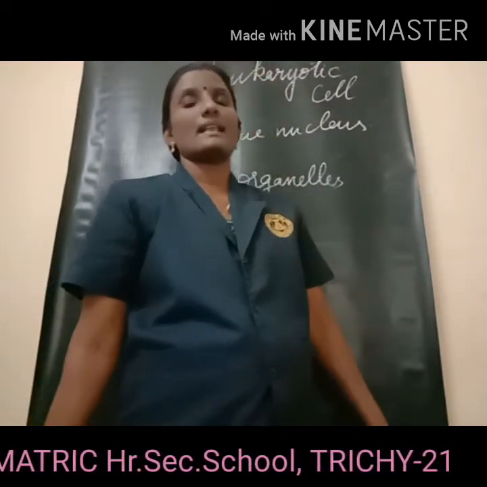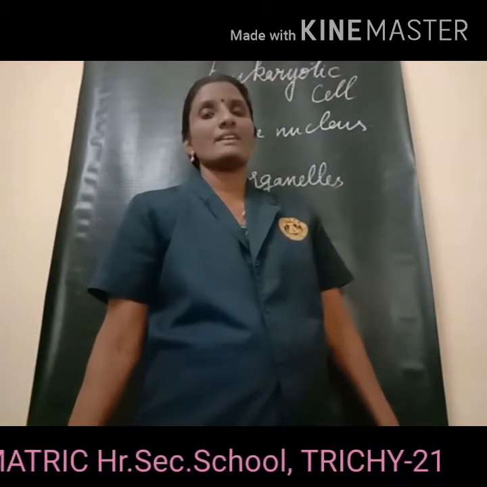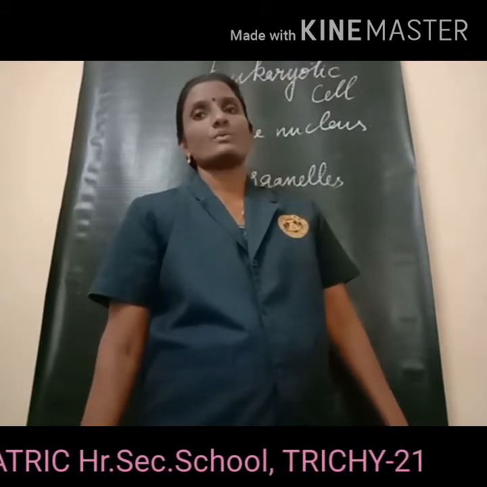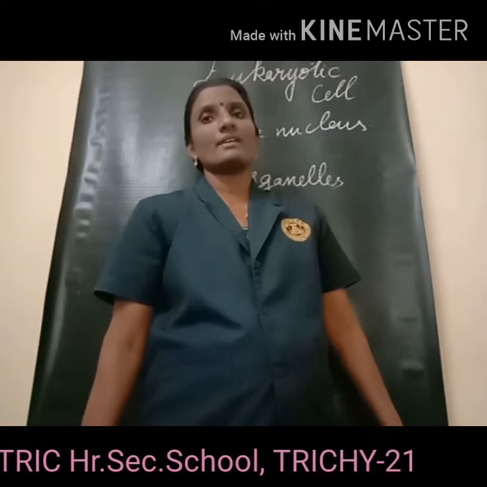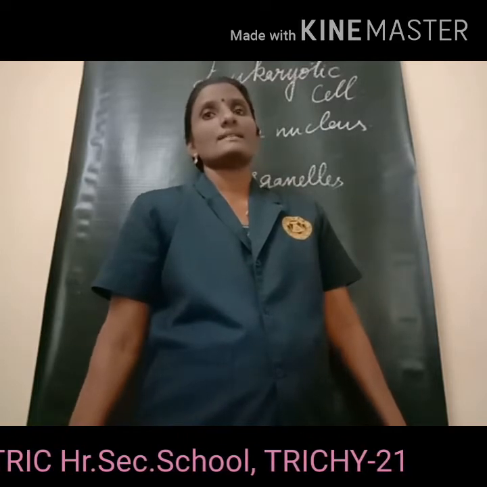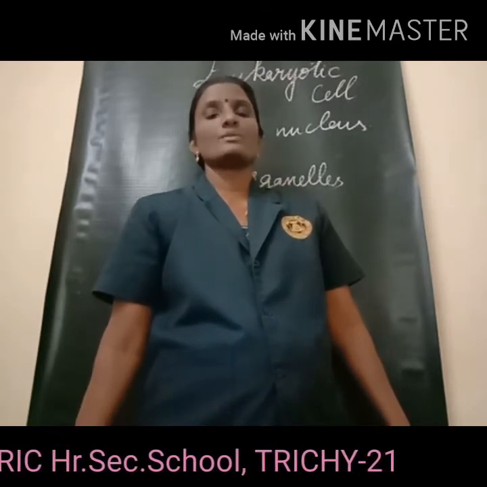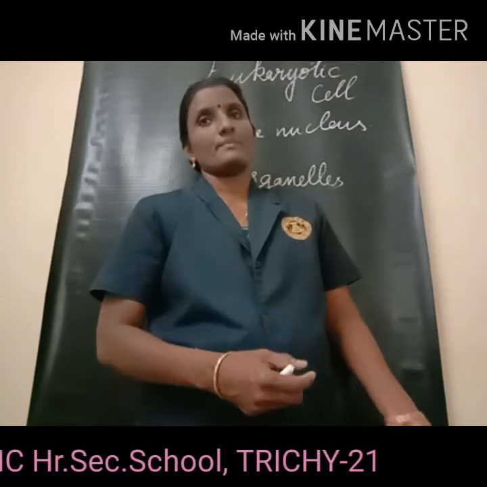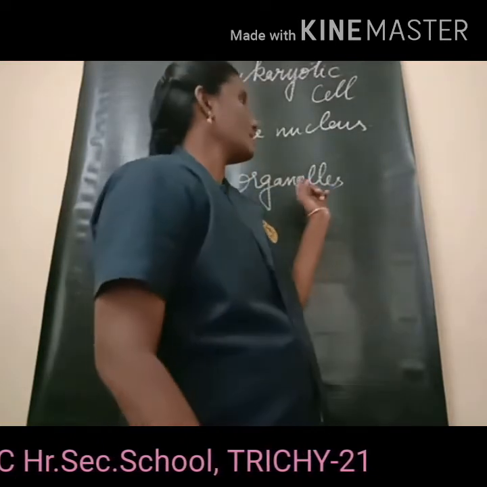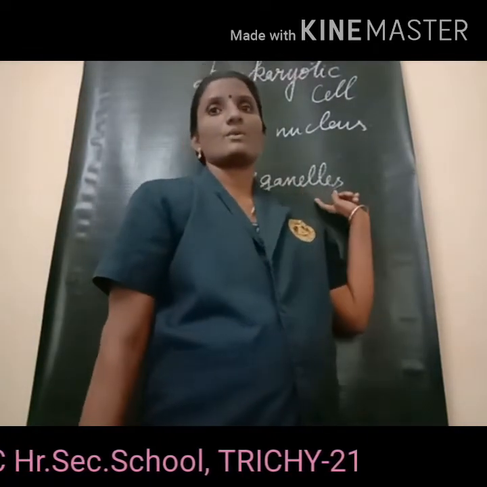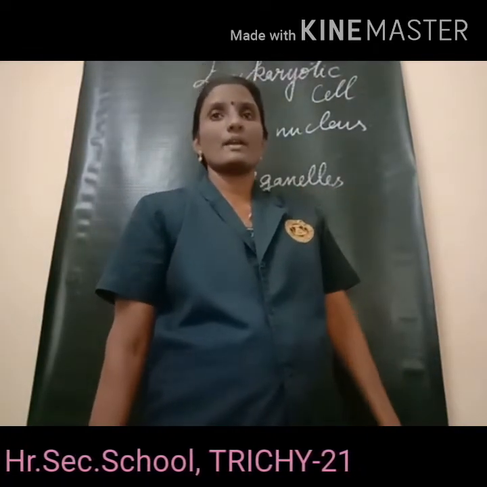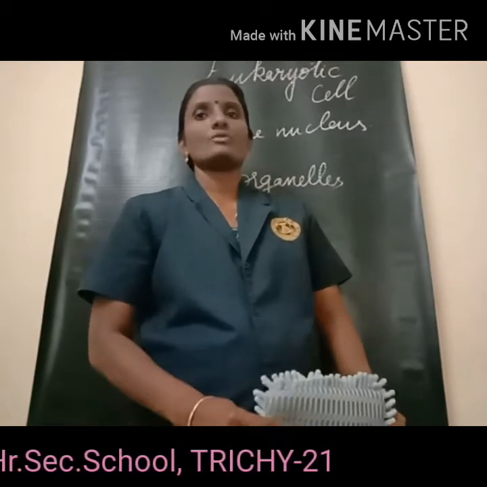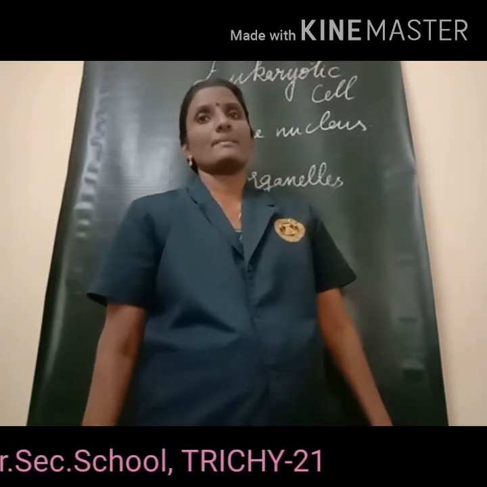Organ means, like our body, we are having different organs like eyes, nose, mouth, stomach. Same way, the cells also will have different organs inside their cell. So this is called as organelles. Example for eukaryotic cell is plants, animals, and most of the fungi and algae.